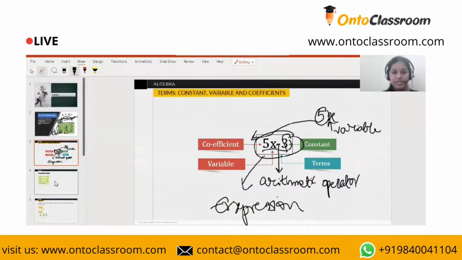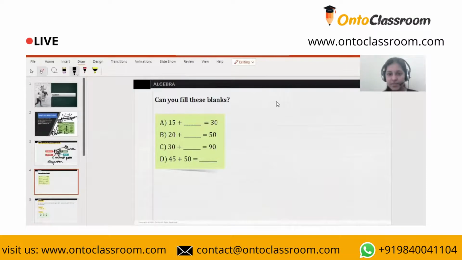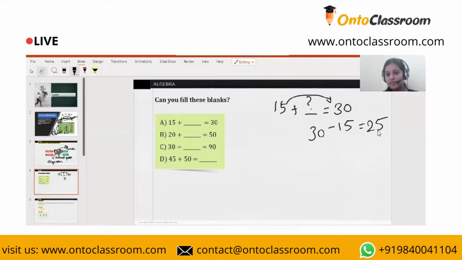Now we can solve a few examples. It is given that 15 plus blank is equal to 30. What will come here? We can shift this over: 30 minus 15 gives 25, which is the number we can fill in. It's simply addition and subtraction, which is nothing but an expression. This left-hand side is an expression, and the whole thing we call an equation.